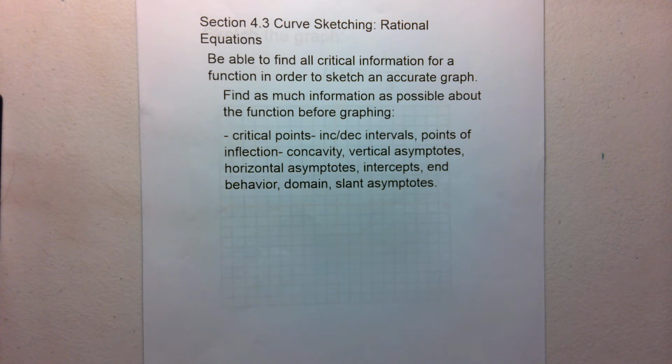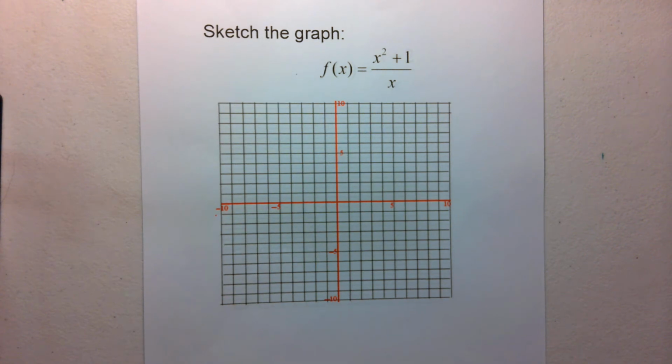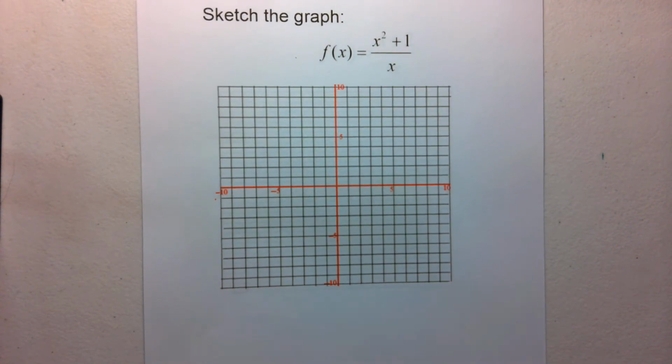But now we're going to be looking at also our vertical asymptotes, our horizontal asymptotes, any slant asymptotes. And we're going to put that all together and be able to come up with a nice looking graph. So let's go ahead and look at an example to see what maybe we're going to see today. So here we have the function f of x equals (x squared plus 1) over x.